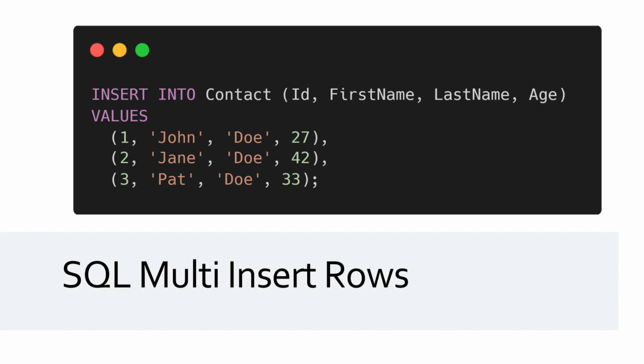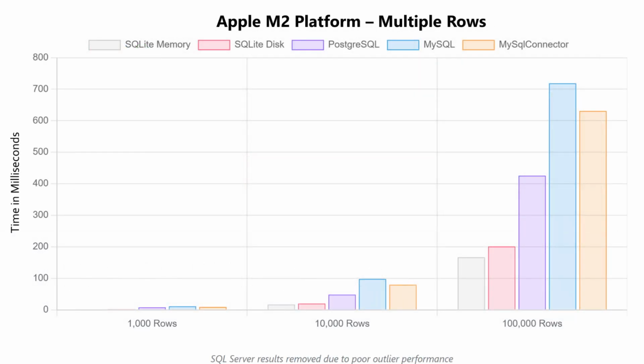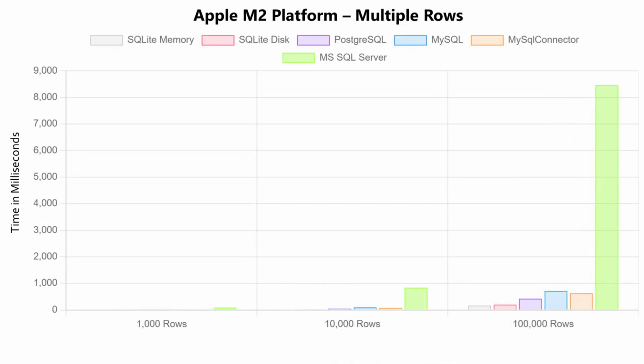Now that all the different database vendors are more on an even playing field, we see SQLite memory and SQLite disk pull ahead of the other vendors. But for the distributed databases, Postgres here is still an amazing performer. MySQL and MySQL connector aren't that far behind, but MS SQL is still significantly slower than all the other vendors. Again, this is most likely because we don't have an ARM optimized method of running MS SQL Server using Docker.